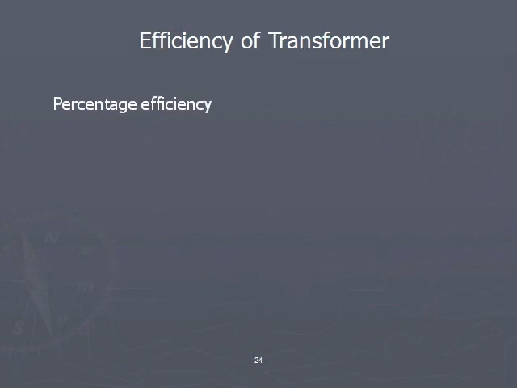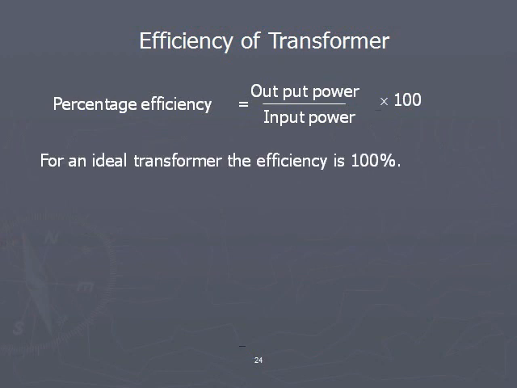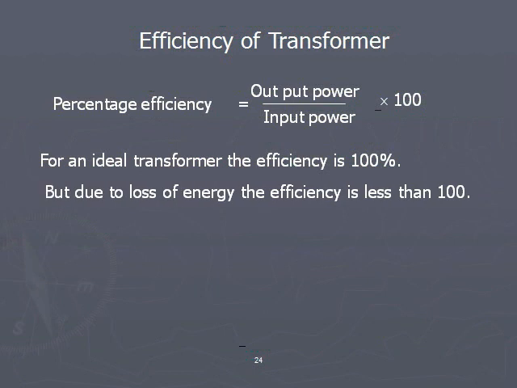For an ideal transformer, the efficiency is 100. So if EPIP is equal to ESIS, then that is an ideal transformer. In an ideal transformer, the efficiency is 100%. But due to loss of energy, the efficiency will be generally less than 100. It will be between 90 and 99%.